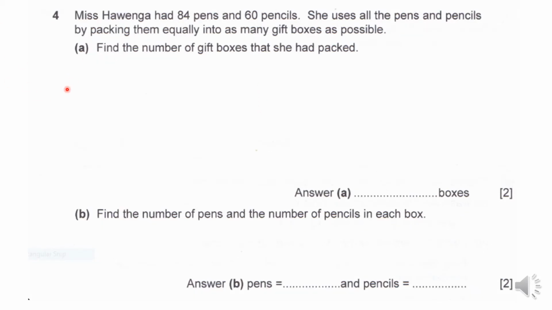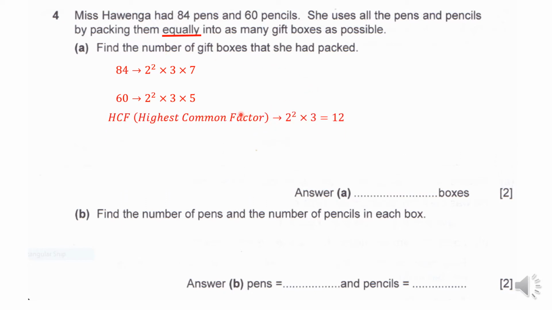Right, so here you have got a question about pens and pencils, and the key question is to find the number of gift boxes that she has to pack. So first thing I do is I write 84 in prime factor form, same with 60, and then I know somehow I need to take the highest common factor, and the highest common factor is 12, and that's the 12 boxes that you can actually pack.